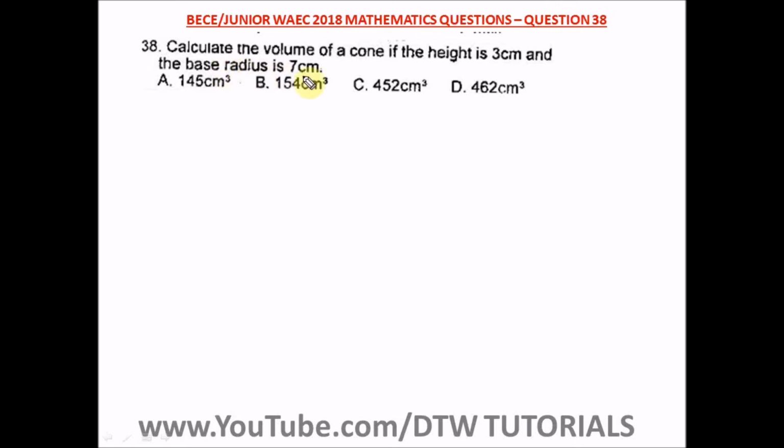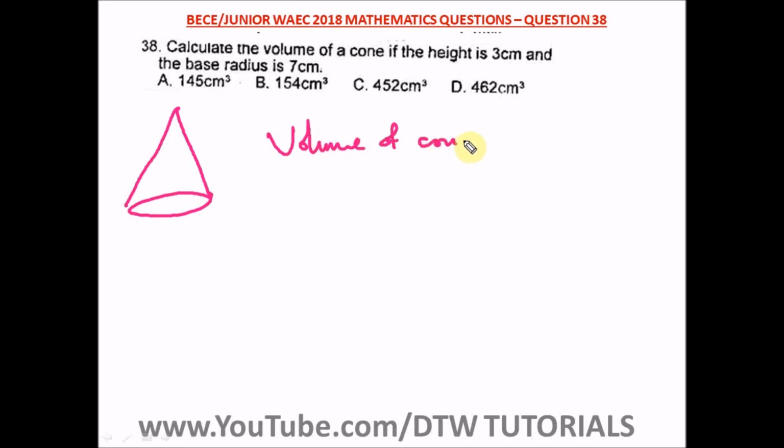It says, calculate the volume of a cone if the height is 3 cm and the base radius is 7 cm. Calculate the volume of a cone. I hope you know the formula for finding the volume of a cone. I hope you still remember. The formula for the volume of a cone is equal to 1/3 pi r square h. So I'm taking pi as 22/7.